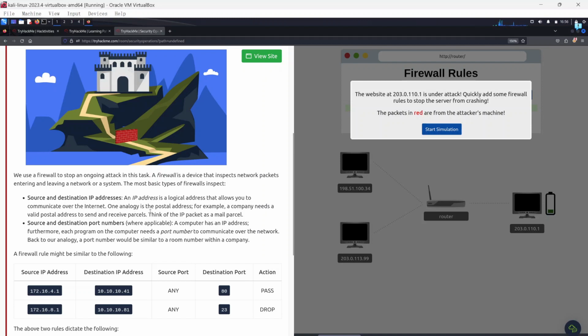One analogy is the postal address. For example, a company needs a valid postal address to send and receive parcels. Think of the IP packets as a mail parcel. Now, source and destination port numbers, where applicable. A computer has an IP address. Furthermore, each program on the computer needs a port number to communicate over the network. Back to our analogy, a port number would be similar to a room number within a company.